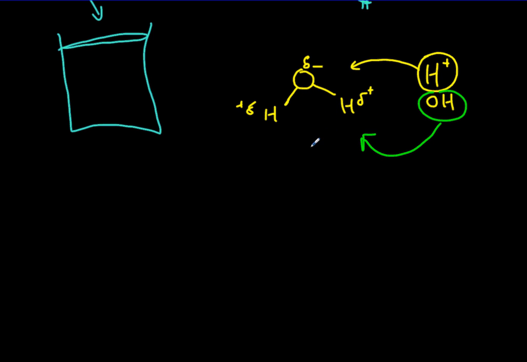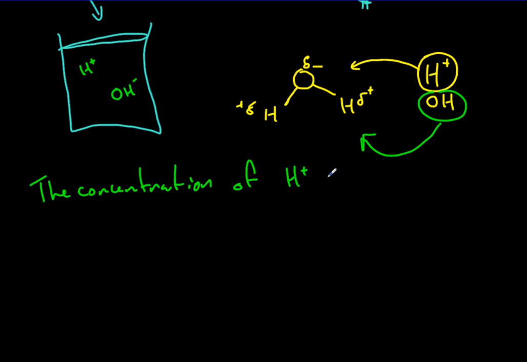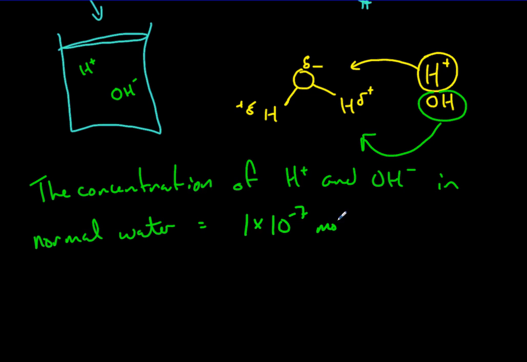So what does that mean? What that means is, in normal water, a very little bit of the water exists like this. Okay, a tiny little bit. And this is going to be a little bit confusing, but the concentration of H+ and OH- in normal water equals 1 times 10 to the negative 7 moles. Now we haven't introduced the mole, don't worry about that. Moles per liter.